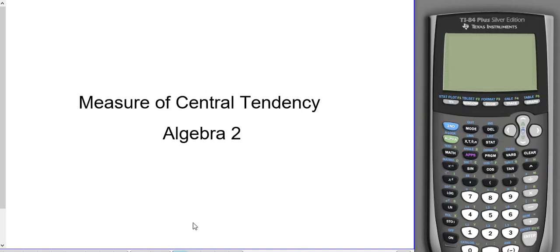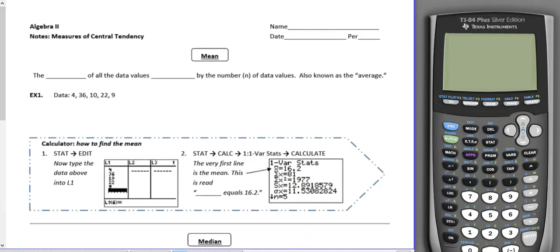Measure of central tendency in Algebra 2. This is the first part of our statistics unit, our final unit. First, we're going to talk about the mean, which should sound familiar, but in case it doesn't, the mean is the sum of all of the data values divided by the number of data values, and it is also known as your average.